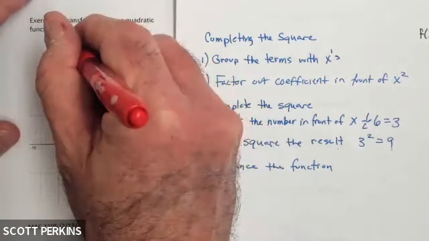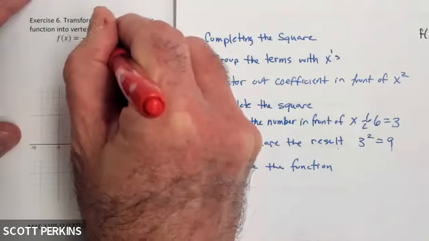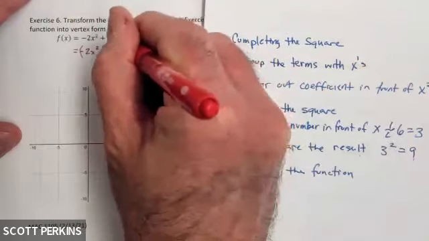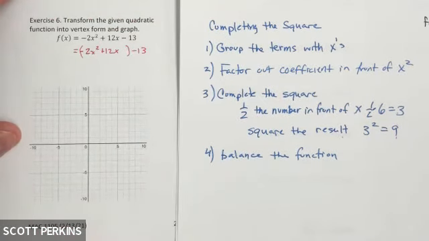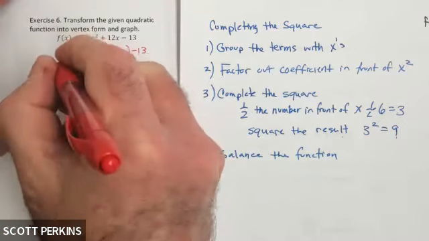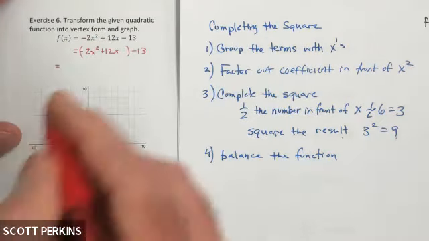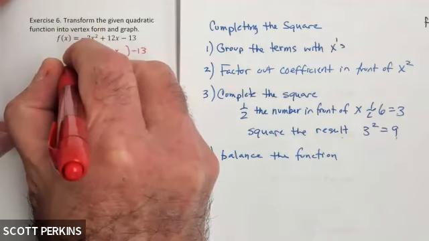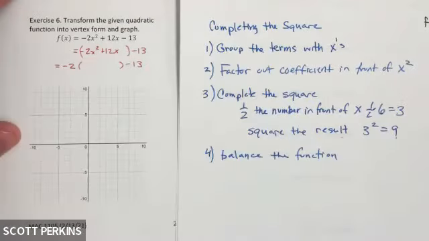So I'm going to first group my x's. So I have negative 2x squared plus 12x. I'm going to put some parentheses around that. Put the minus 13 outside. Again, I've got a number in front of the x squared, so I'm going to factor out that coefficient. This time, what makes this problem a little different, and the reason I'm asking it, is we've got a negative. So it's a negative 2 that I'm factoring out. So this will test your ability to factor.